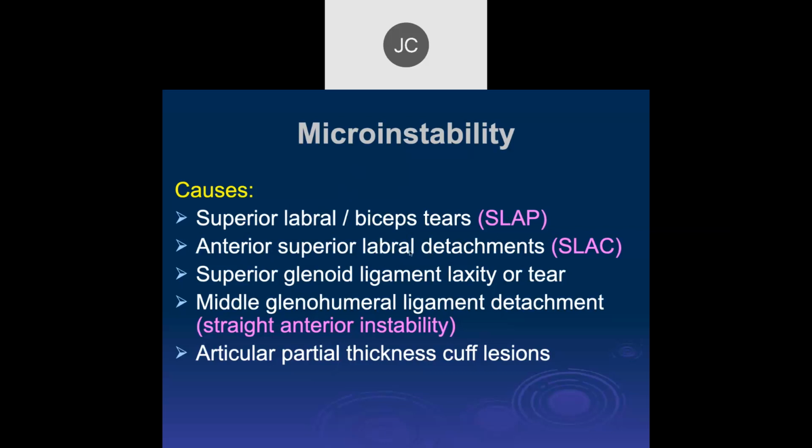You also get a thing called anterior superior labral detachments, which I don't think is a term used much anymore. It's kind of replaced by SLAP. Also superior glenoid ligament laxity or tear, middle glenohumeral ligament detachments, which is also called straight anterior instability, and articular partial thickness tears of the rotator cuff, which are very common. But most microinstability that people are interested in in today's world is really the SLAP tears.